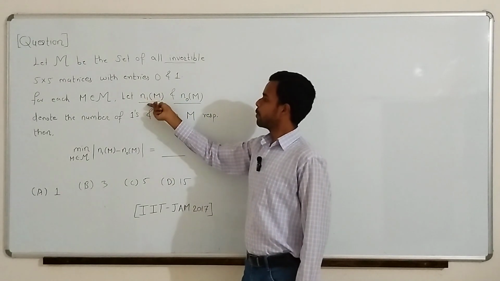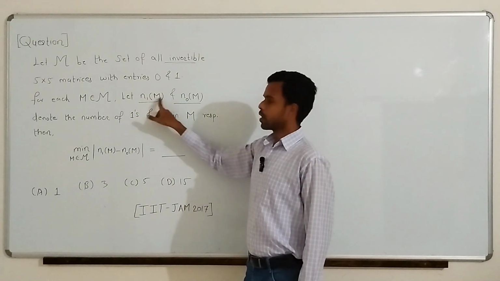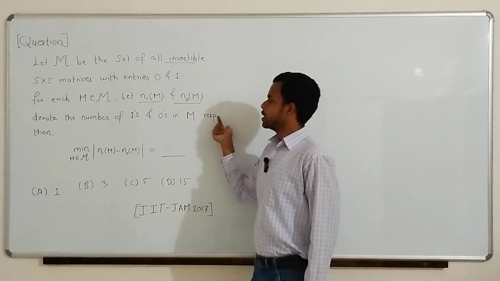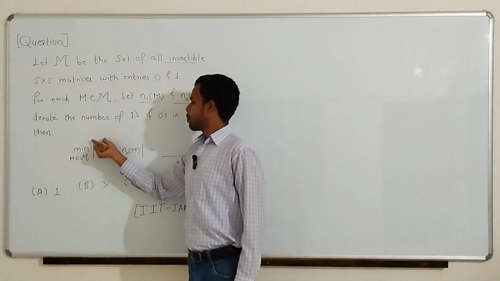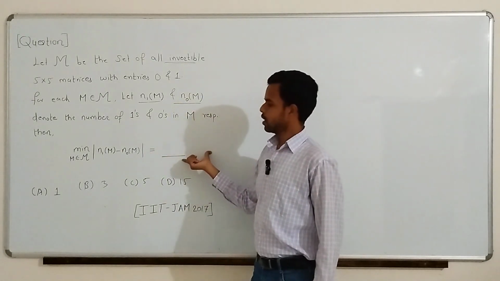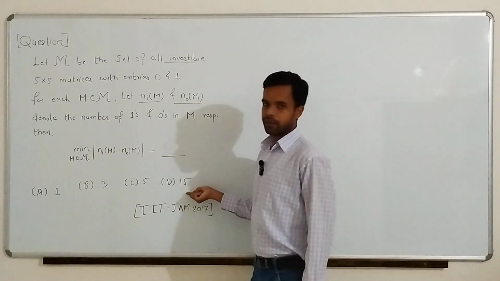That is, n1 of m denotes the number of ones in the matrix m, and n0 of m denotes the number of zeros in the matrix m. Then we need to calculate the minimum over m belonging to this given set of the modulus of n1 of m minus n0 of m, equals to what? Given options are 1, 3, 5 and 15.